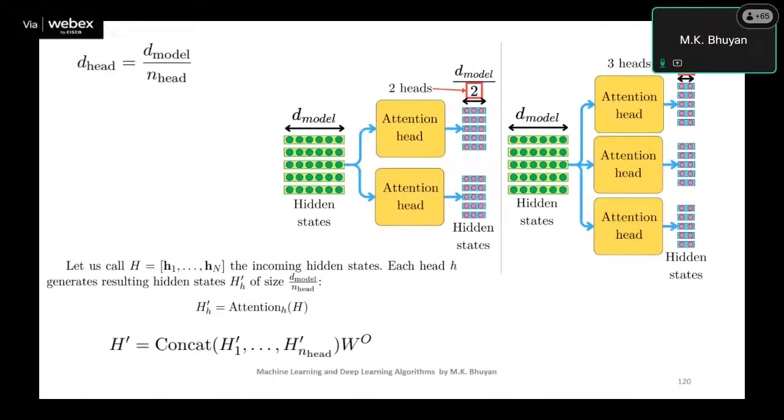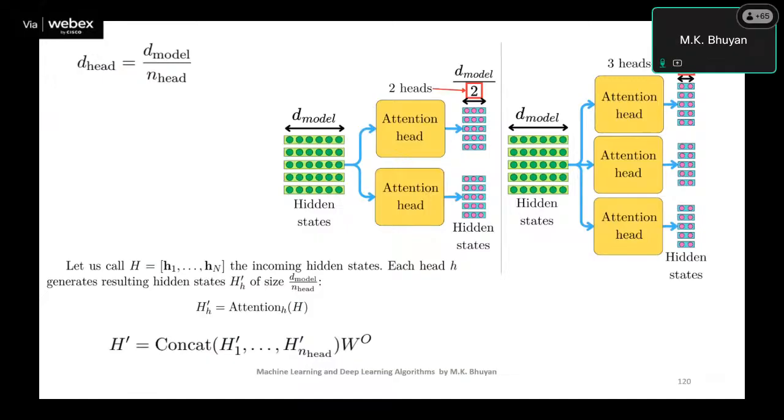So here you can see we are considering this one. First we have the hidden state. And the dimension of the head, D head, we can determine like this: D head is equal to D model, the dimension of the model, divided by number of heads. So how many heads can we consider? This should be divisible because we have to get the integer value. So D model divided by number of heads.